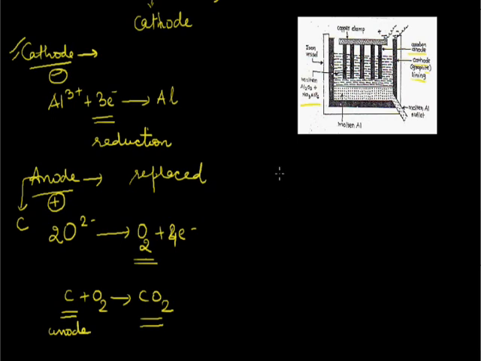Now what is the role of cryolite here? A question may come into your mind. The metal is being extracted from Al2O3. Why are we taking a mixture of Al2O3 and Na3AlF6 here? Basically, we take a mixture of Al2O3, Na3AlF6, that is cryolite, and fluorspar, CaF2. This mixture is taken as electrolyte during the electrolytic reduction of alumina.